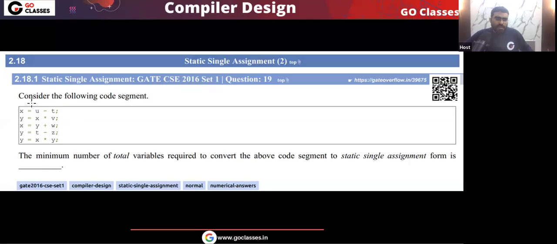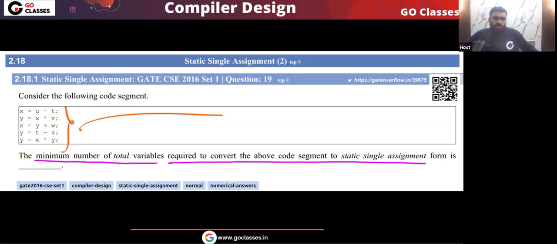So let's see. Consider the following code segment. This code segment is given to you. What is the minimum number of total variables required to convert the above code into static single assignment form? So let's convert this into SSA form, and then you count how many total variables are there. So let's calculate.